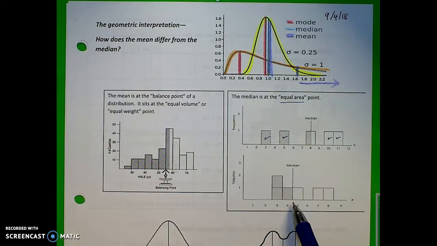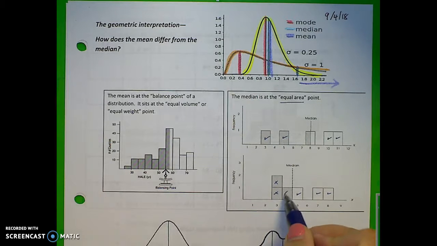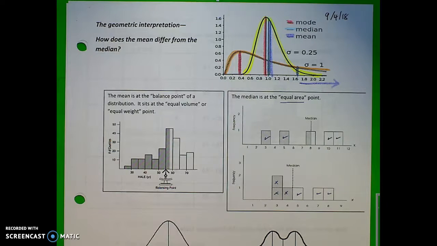Here's another picture of the median. You can see there's 3 units on the right and 3 units on the left, and that's the center there. You would take the average of these two values for the median. So think of that as equal area. The mean, on the other hand, is like a balancing point of the distribution.